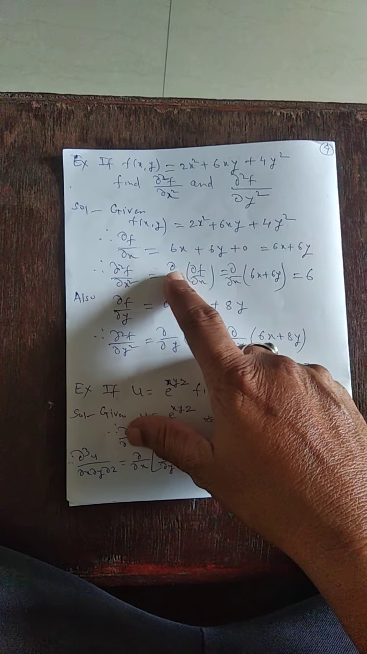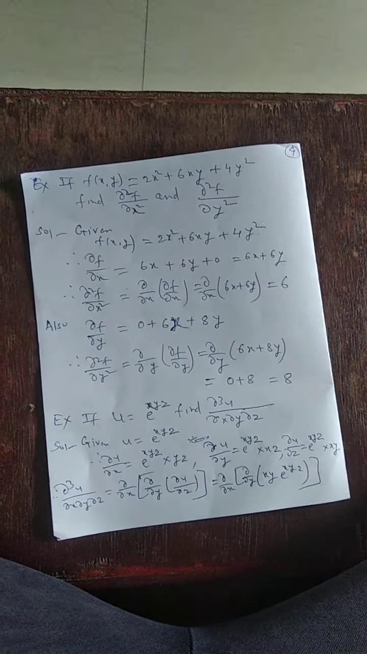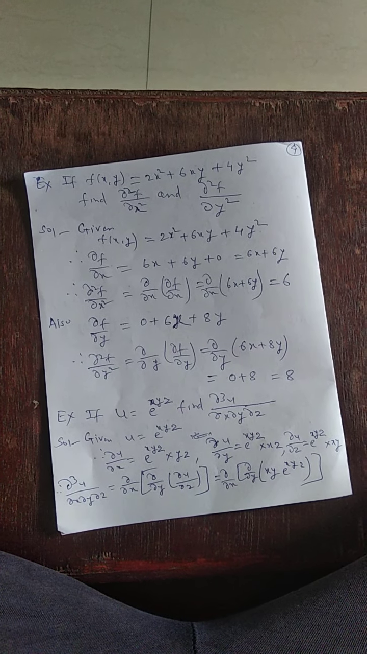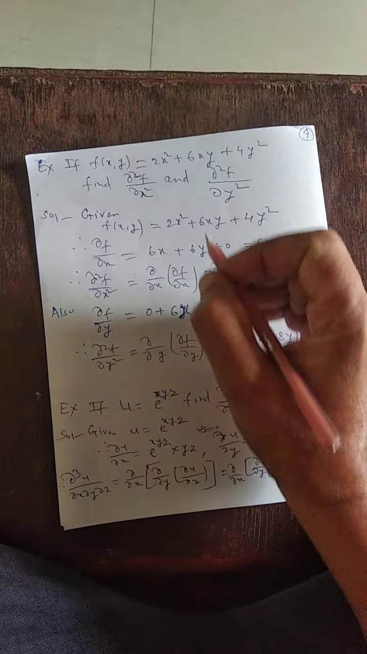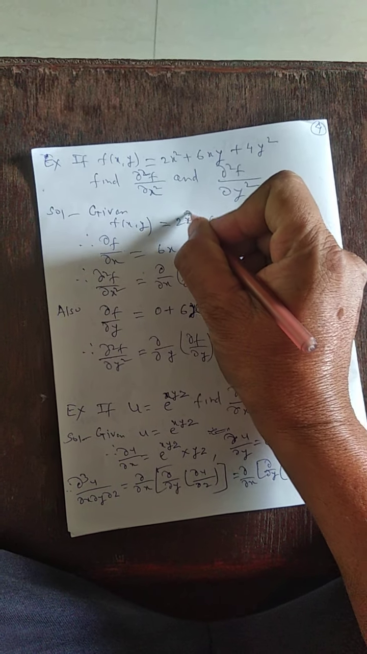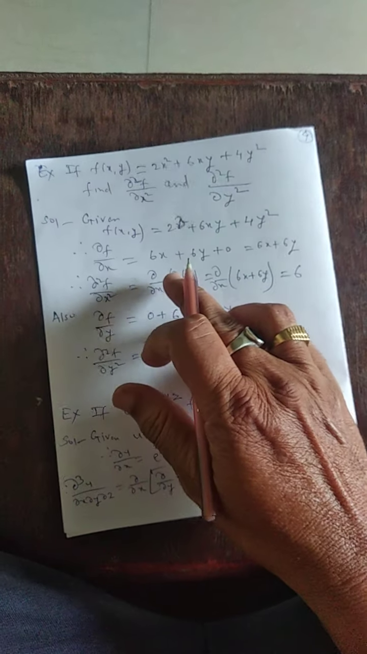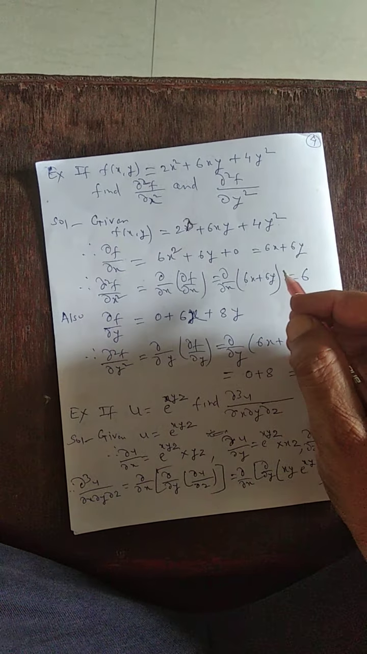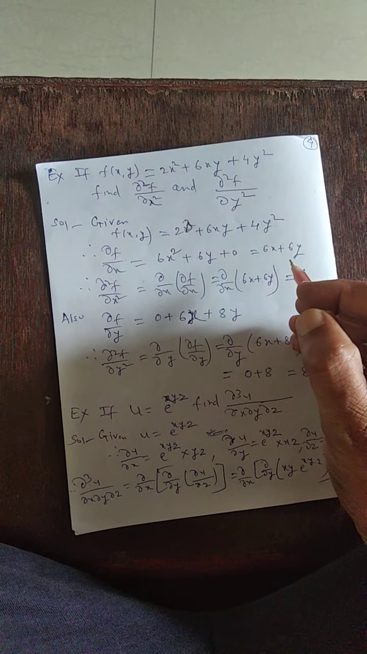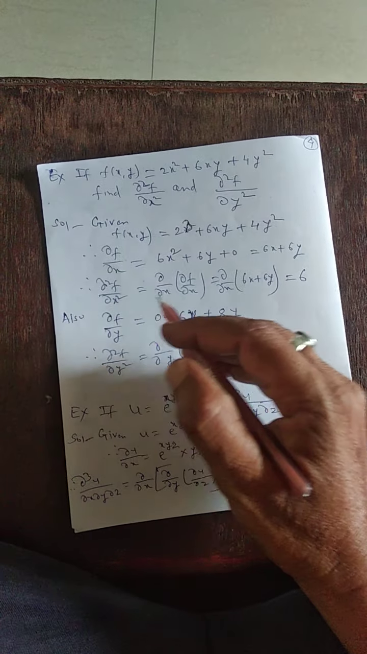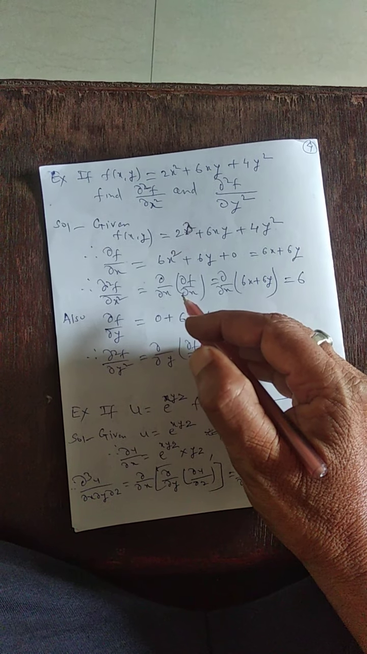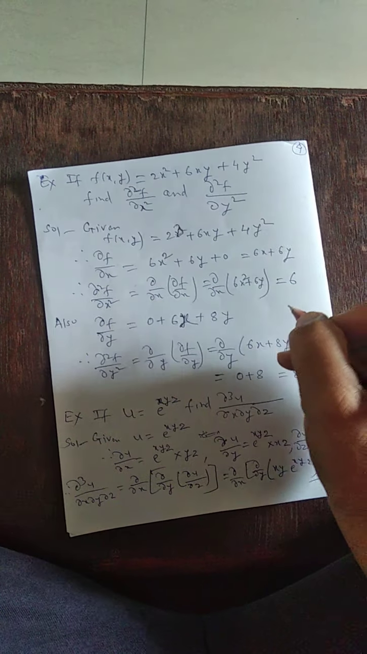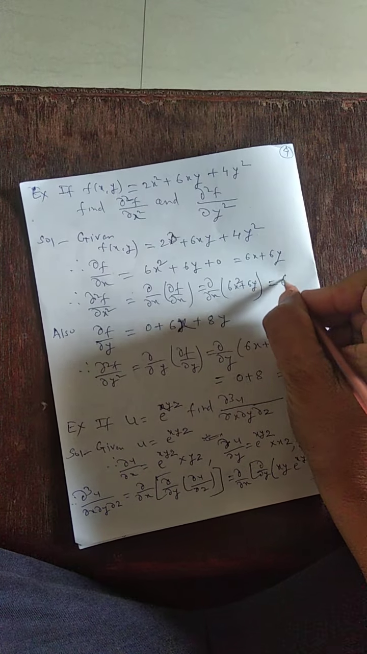∂f/∂x is, actually 2x³, so that is 6x² plus 6y plus 0, so that is 6x² + 6y. ∂²f/∂x², ∂/∂x of ∂f/∂x, that is ∂/∂x of 6x² + 6y, that is 12x.